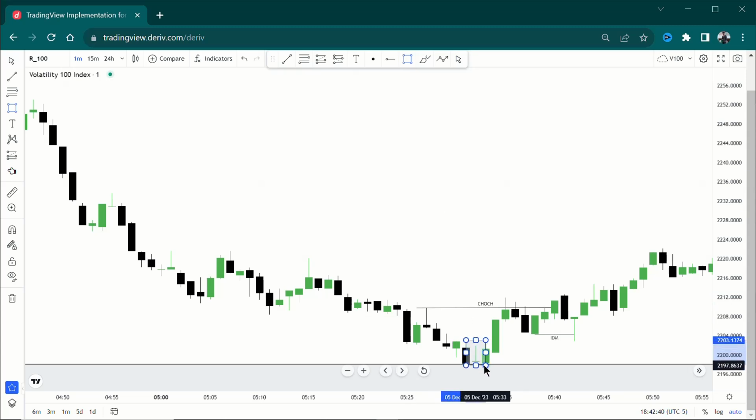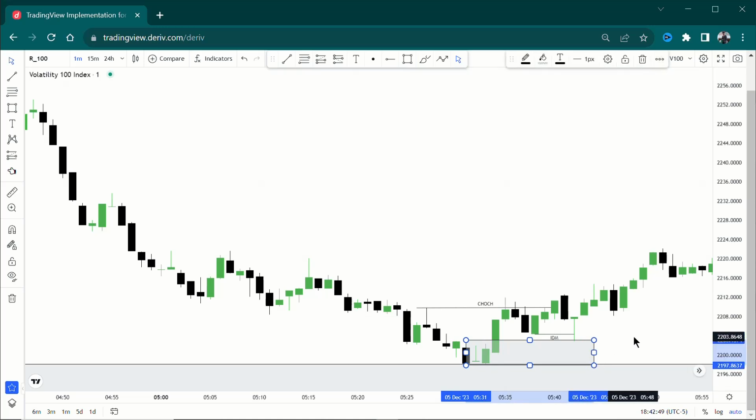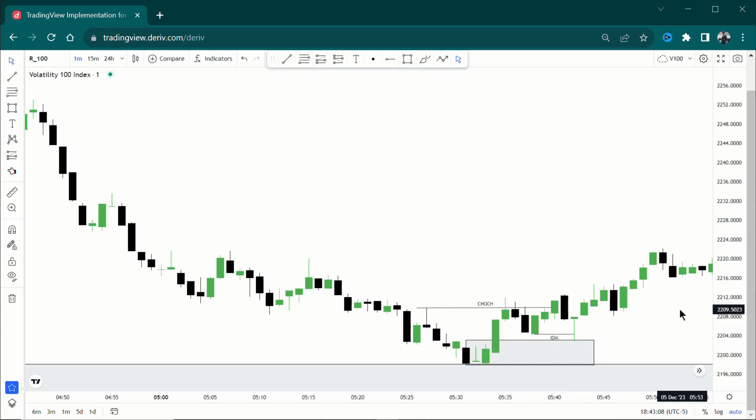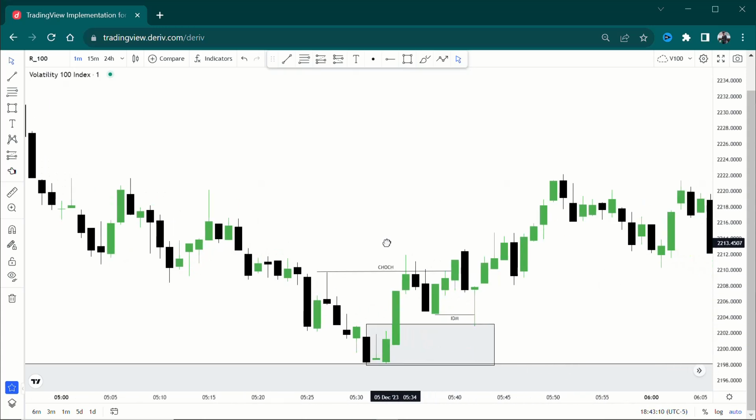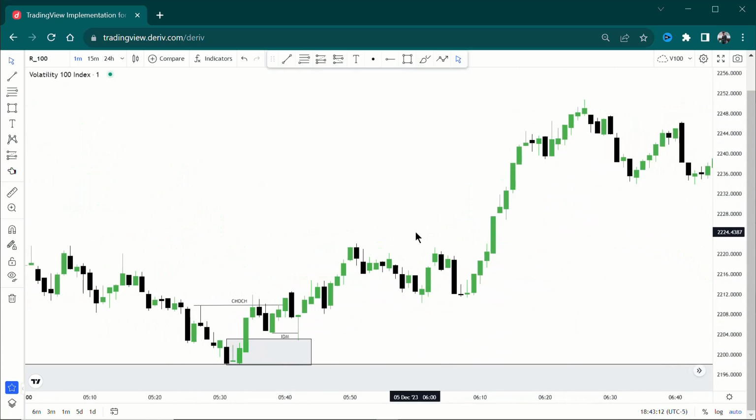All of this is happening under 1 minute. We just zoomed in. Our analysis is based on 15 minutes. Now you can see how accurate this was. It just tapped in after clearing the inducement, tapped into the order block, and then started flying.